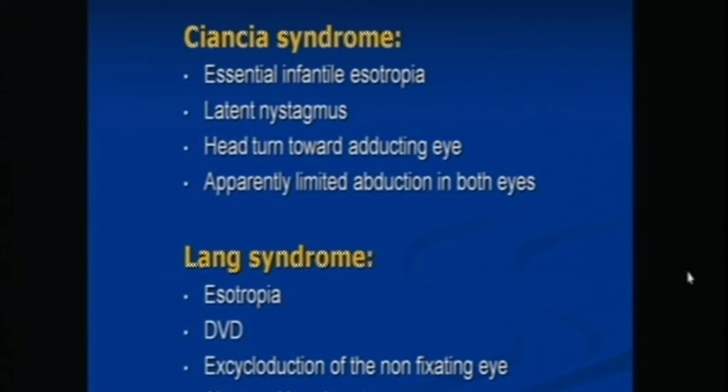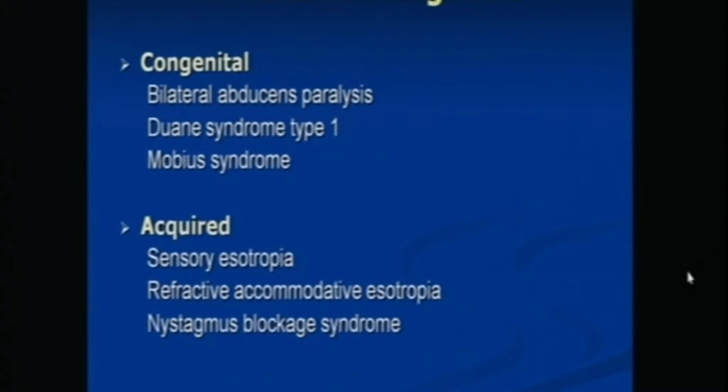There are syndromes associated with infantile esotropia like Ciancia syndrome, which has a latent nystagmus along with it, and the head turns towards the adducting eye. So he prefers to keep the fixing eye in adduction. The moment you switch the eye fixation, the head turns to the opposite side. Also Lang syndrome, which has esotropia, DVD, and extorsion of the non-fixing eye.